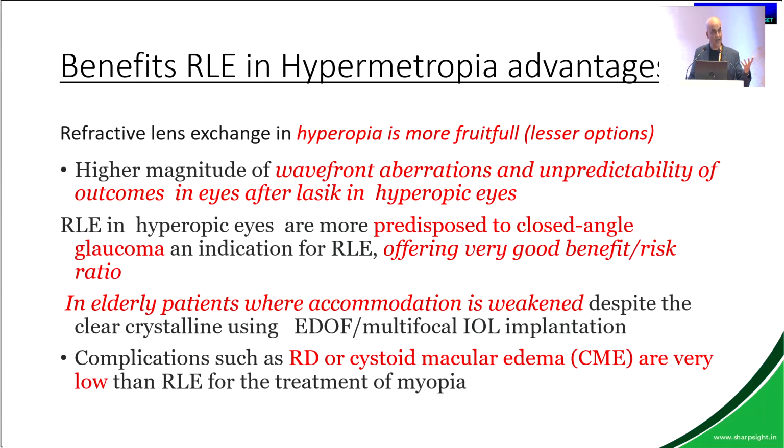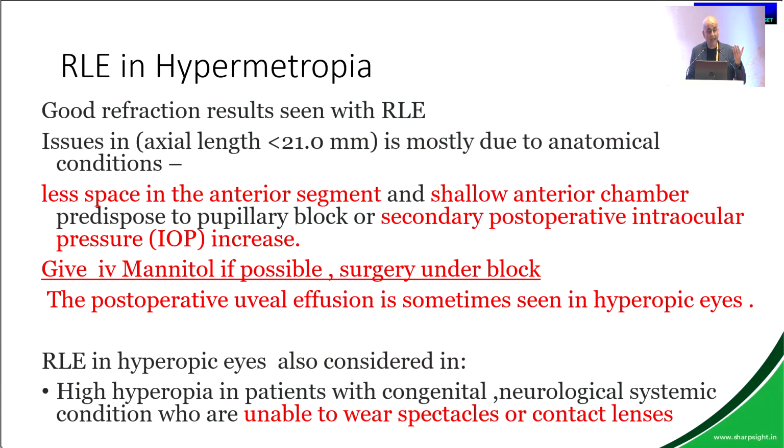Of course, in hypermetropia, there are a lot of plus points. As it is, these patients have a smaller anterior chamber, shallower angles. So doing RLE in these patients will be beneficial for them, and also take care of their thick glasses, which actually give a lot of chromatic aberrations. And the best part is, if the axial length is less than 21, this is where you should watch out.